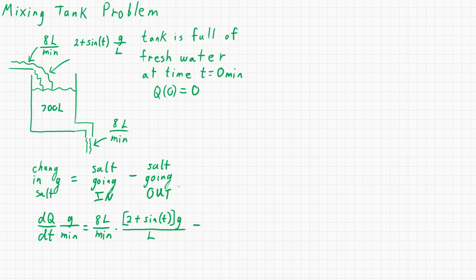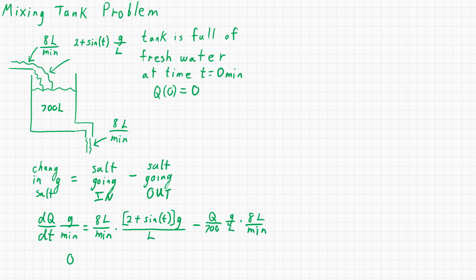And then salt going out, well, that's the concentration in the tank, so that's going to be the amount of salt in the tank, Q, over the volume of the tank, which is 700 liters, so that's grams per liter. But then it's flowing out at a certain rate, so that's times 8 liters per minute. The liters cancel everywhere, so we end up with grams per minute everywhere, so it looks like we've set up the problem correctly.